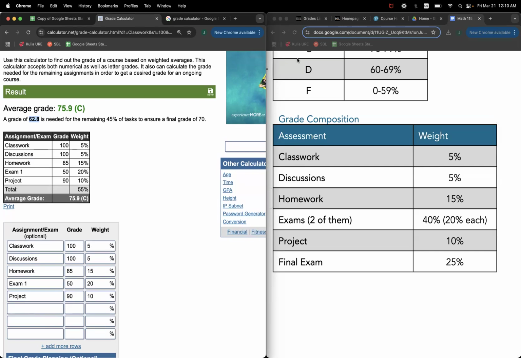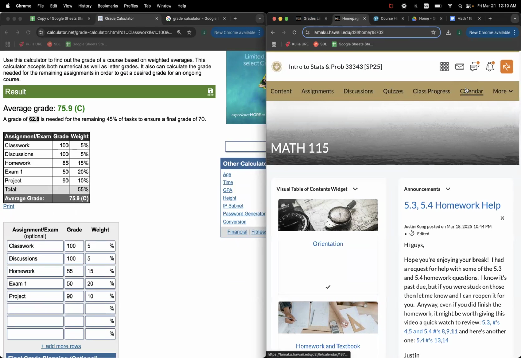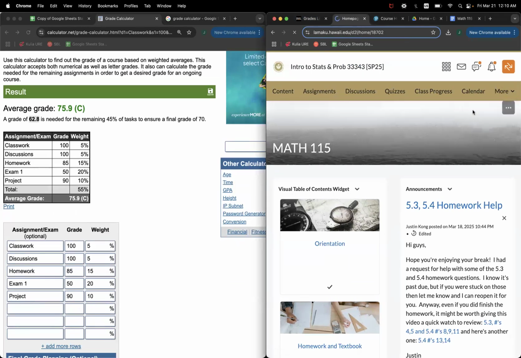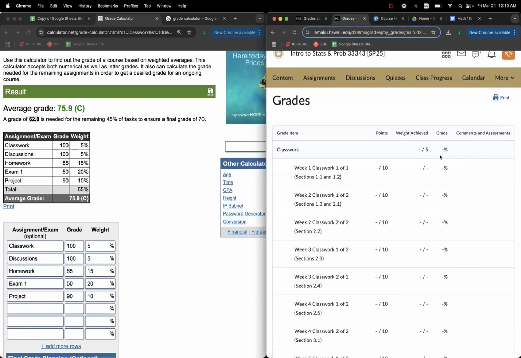But you put in your own individual numbers based on your scores, right? So you go to your grade book, and then you find your averages for each category. So I would put the classwork percentage right here into this spot, etc.